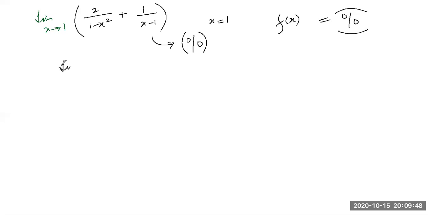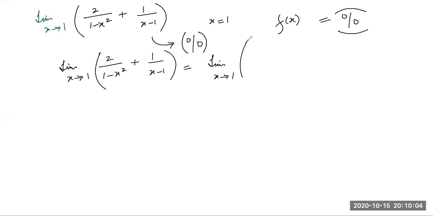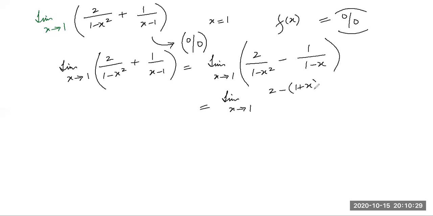See, limit x approaches 1 of 2 divided by 1 minus x square plus 1 divided by x minus 1. We can write it as limit x approaches 1 of 2 divided by 1 minus x square, and can we write minus common? So it will be 1 divided by 1 minus x. Am I right? So this will be equal to limit x approaches 1 of 2 minus x plus 1 divided by 1 minus x square. Am I right? You've taken 1 minus x square common. So this will be equal to limit x approaches 1 of 1 minus x divided by 1 minus x square.